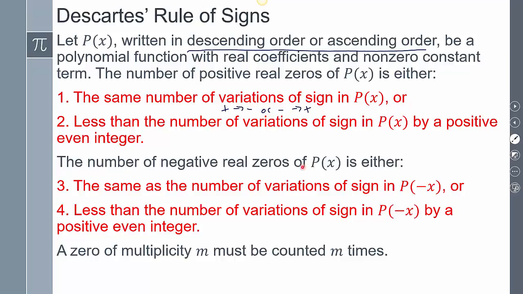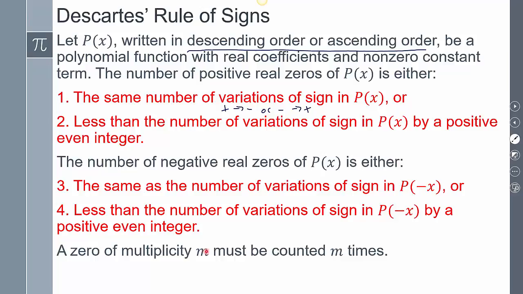And then the number of negative real zeros of p of x is either going to be the same as the number of variations in sign, so I'm taking that negative x and plugging it into my p of x, and then counting the number of times that the sign changes. Or it's less than that number of variations in sign in p of negative x. So you do the same thing. First you plug that negative x in, you simplify it, and then once again, whatever that number is, you use that, and then you count down by an even number as well.